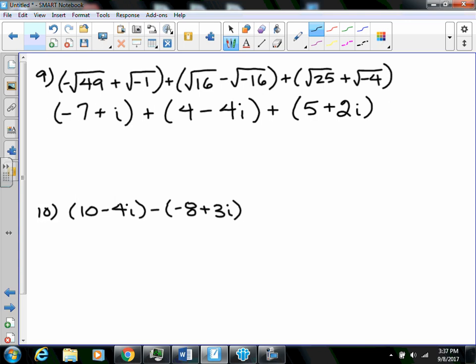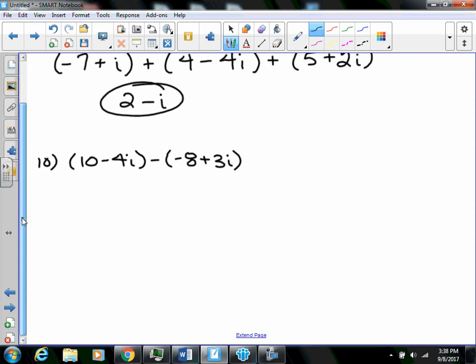So you're going to now combine your like terms. So I'm going to combine my real parts, and then I'm going to combine my imaginary parts. So negative 7 plus 4 is negative 3, and negative 3 plus 5 is a positive 2. Now for the imaginary, you have 1i. Remember, there's an understood 1 in front of this i. So 1i minus 4i is negative 3i, and negative 3i plus 2i is a negative 1i. And that's your answer.